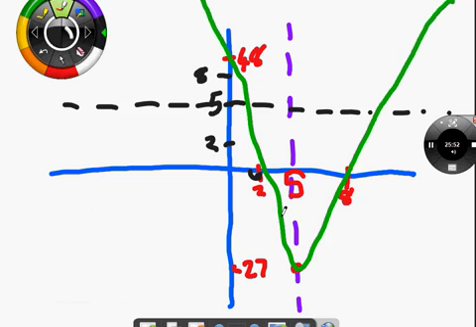Then this 48 is on the y-axis, so you need a 48 on the x-axis there. And then lastly, the 27: a negative 27 on the y-axis will become negative 27 on the x-axis. And then when you now draw the graph, the turning point was 5, negative 27. Now it's negative 27, 5.